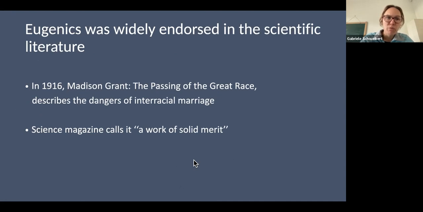So eugenics was widely endorsed in the literature at the time. It was described by Science magazine as a work of solid merit, for example. So what I want you to understand here is that it's really not a fringe movement, but it was at the core of the establishment of science. So science in itself is not necessarily an argument for being right.